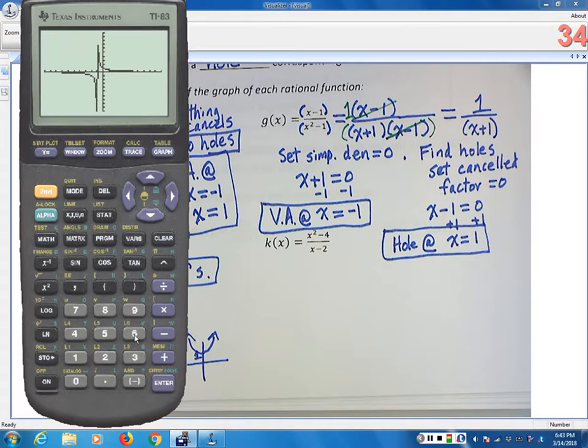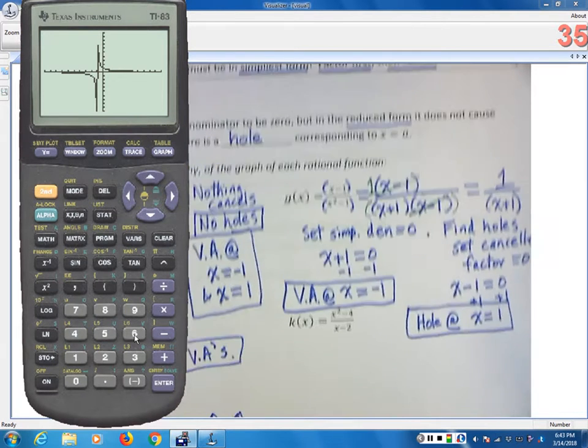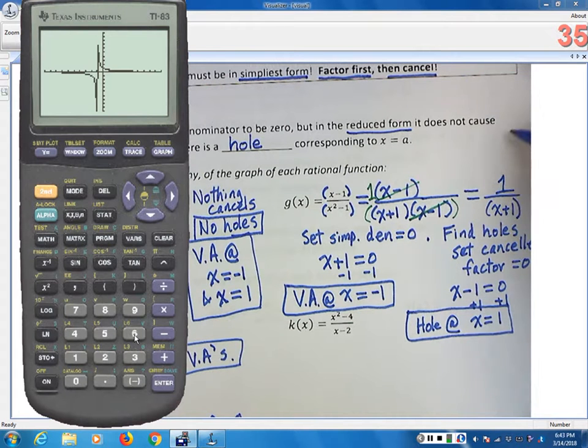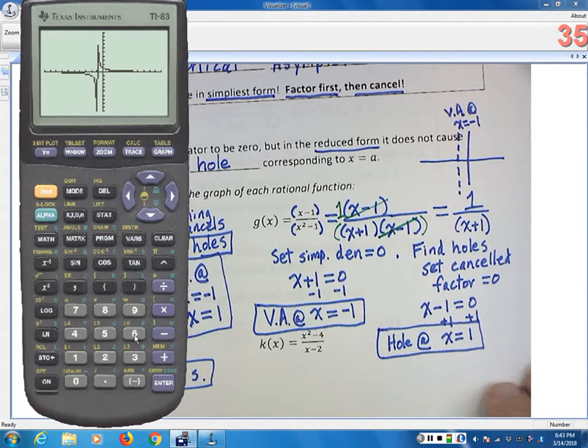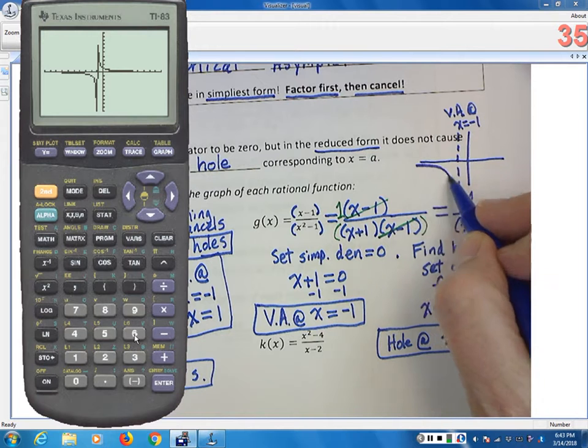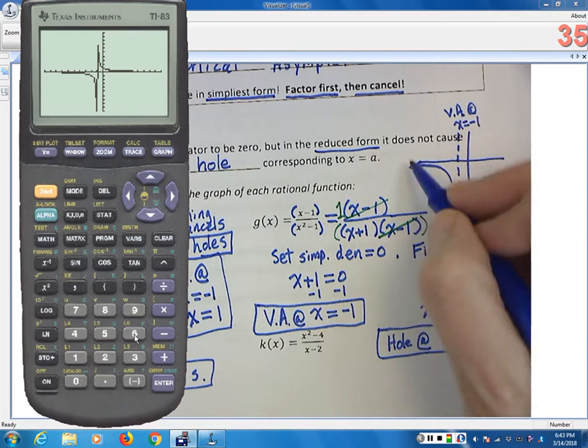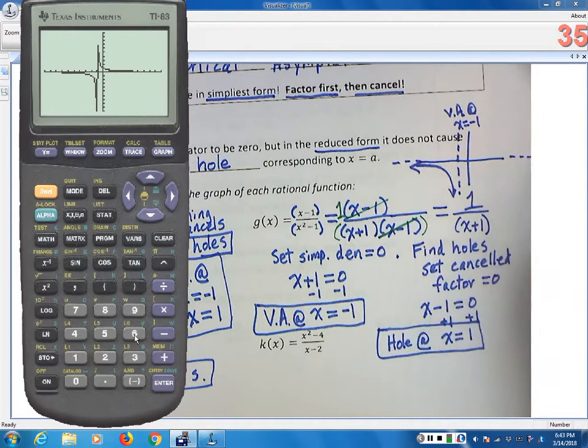Okay, so this has a vertical asymptote at x equals minus 1. So if I draw the graph right here, at minus 1 we would label it VA at x equals minus 1. We draw the vertical asymptote with a dashed line, and this function looks like this. And this is actually a horizontal asymptote. We haven't covered that yet.